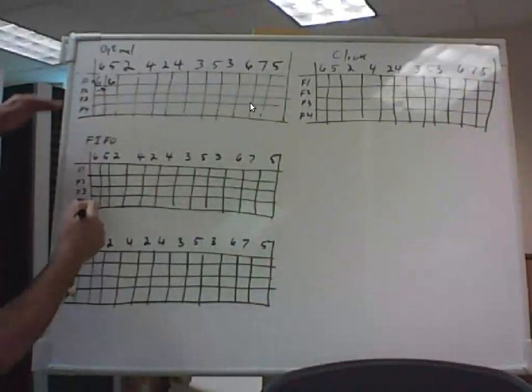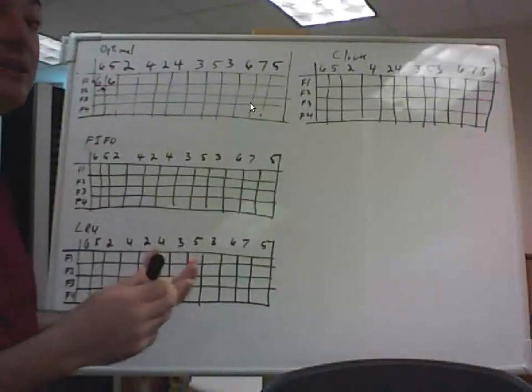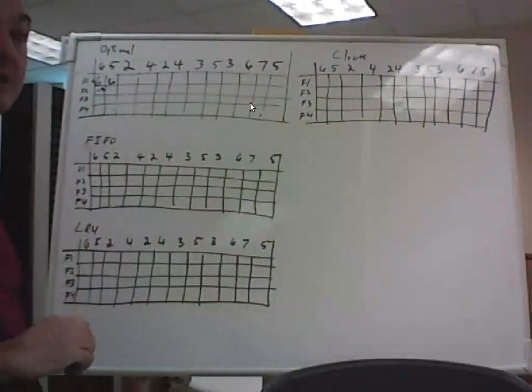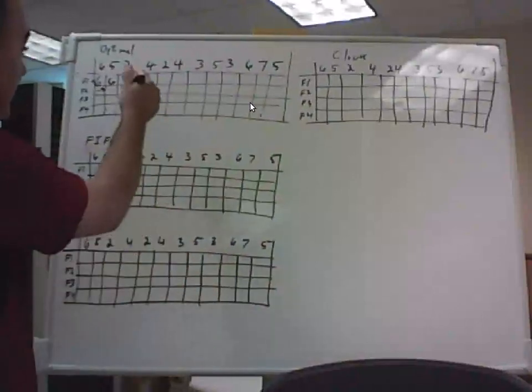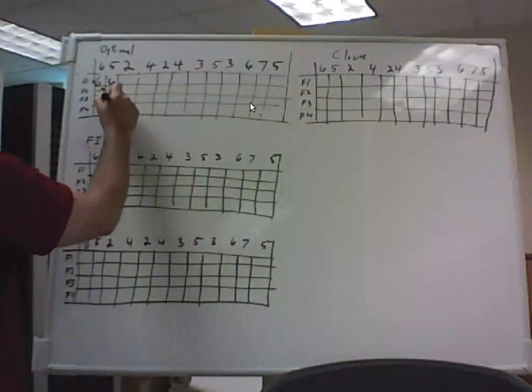So for the next time in memory, we have a reference to page 5. Page 5 is not in memory, so we need to load it. But we have some free space available in memory, so we're just going to place it at the next free space. So page 5 will go into frame 2, and then so on.